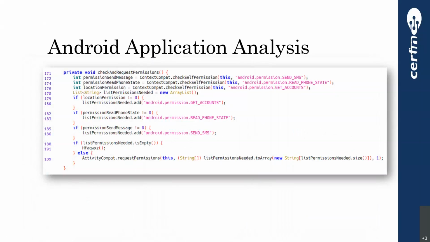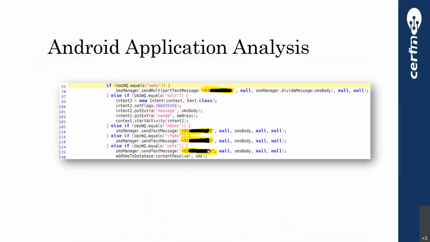So this is a snippet of the code of this particular application, which we were able to reverse engineer. And you can see it is asking for 3 permissions: send SMS, then get accounts, and read phone state. And then all these permissions, once they are granted, it will actually start forwarding the SMSs. So in this screenshot, you can actually see that this particular code, SMS manager dot send multi-part text message. So all these, there are different phone numbers which are there. All these are actually Indian mobile numbers of the attackers.